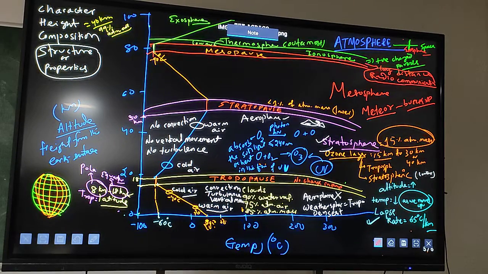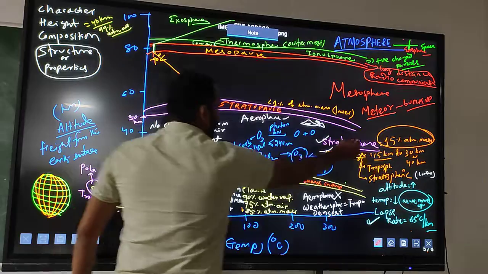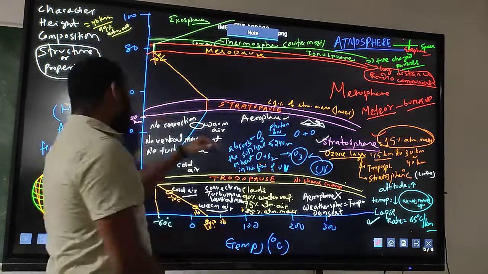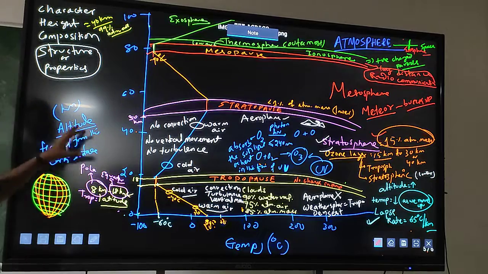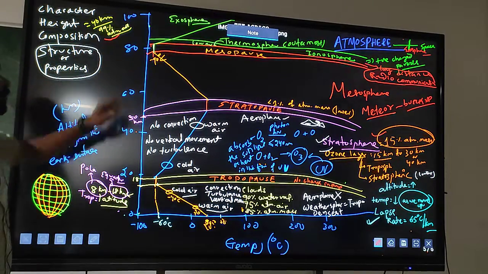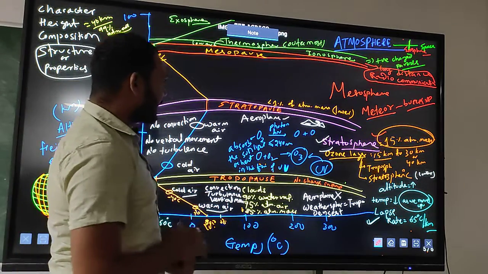So this is the basic important thing I have already told. Whatever the 85% and 15% atmospheric mass is, this is up to 40 kilometers, because I have already told that within 40 kilometers 99% of the atmospheric mass will be there. Okay, so this is the basic thing.